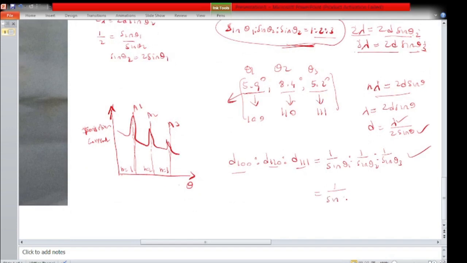Theta 1 is 5.9, this is 2, 1 by sine 8.4 degrees, okay, all are in degrees, 1 by sine 5.2 degrees. So if you take those values, this will become 1 is to 0.703 is to 1.1. So that is the ratio of d100, d110, and d111.